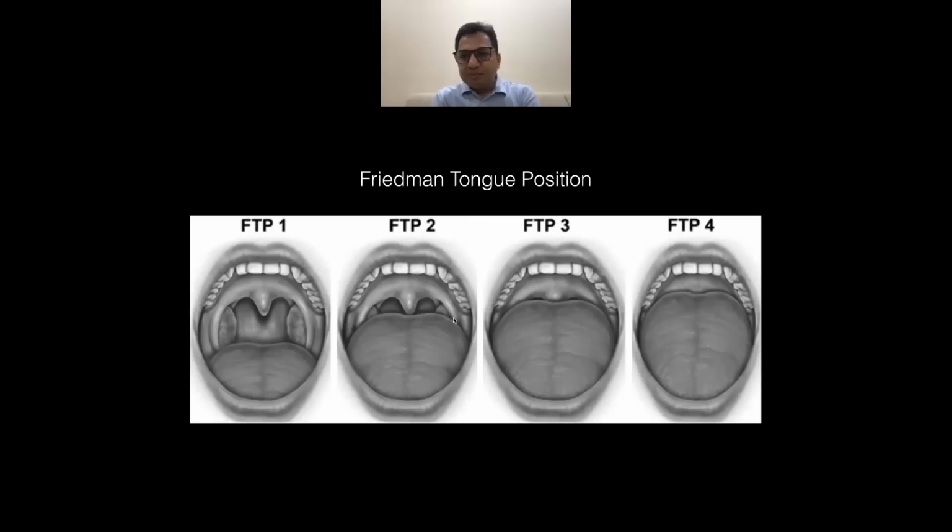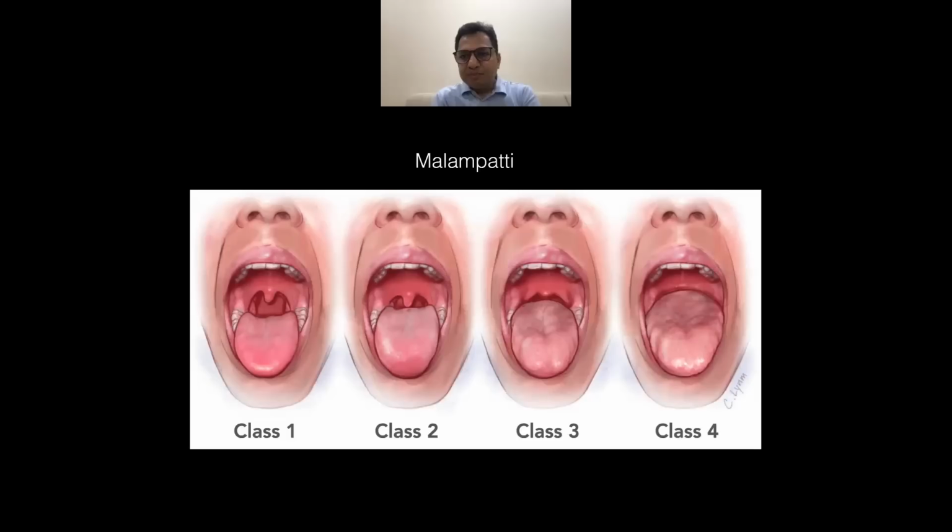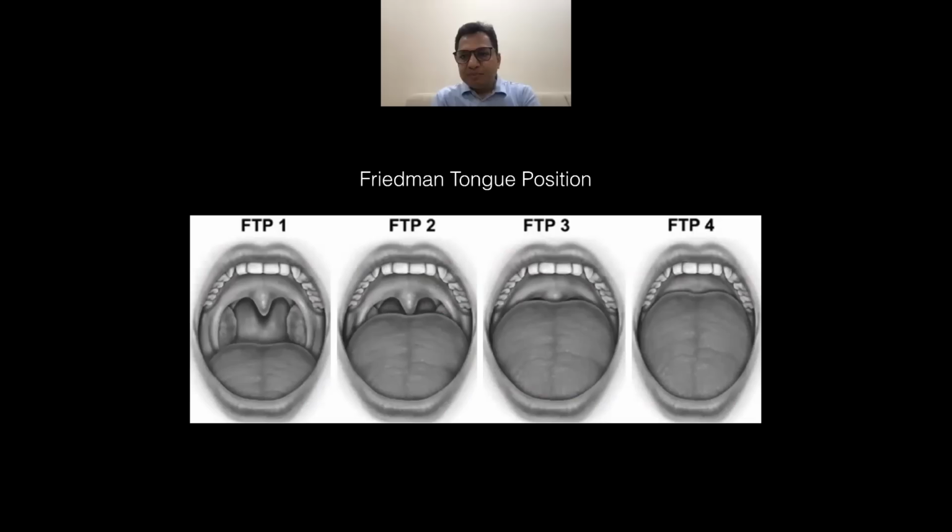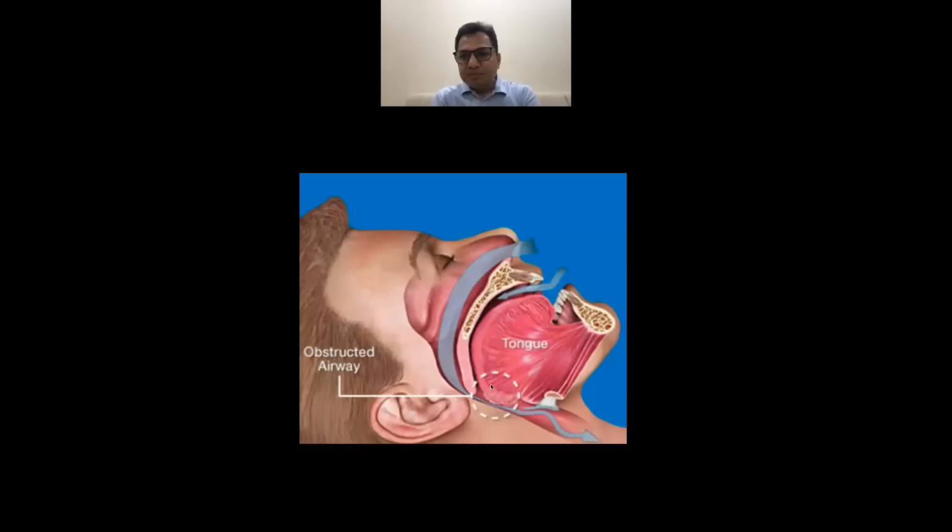So Friedman tongue position tells about the size of the tongue, whereas Mallampati tells about the difficulty of intubation, extubation. They are similar, but in two different positions. And both of them do not tell you about the base of the tongue. They only tell you about the anterior 2/3 of the tongue, but the sleep apnea is not happening because of the anterior 2/3 of the tongue. It is happening because of the base of the tongue. The base of the tongue is at the back of the throat. It's not in the front of the throat.